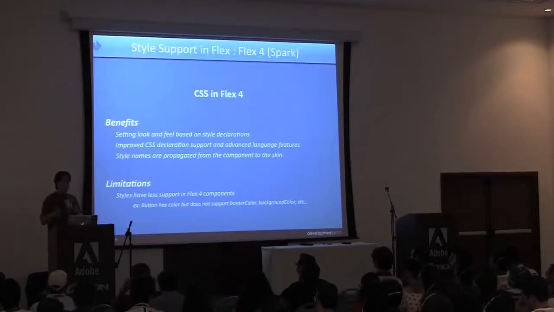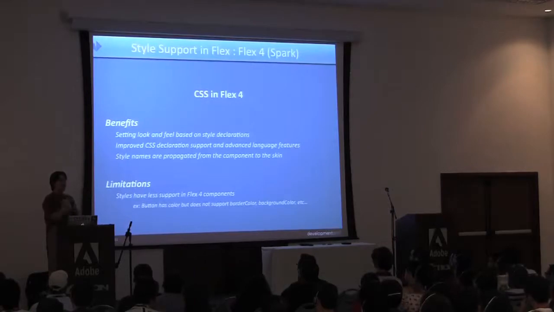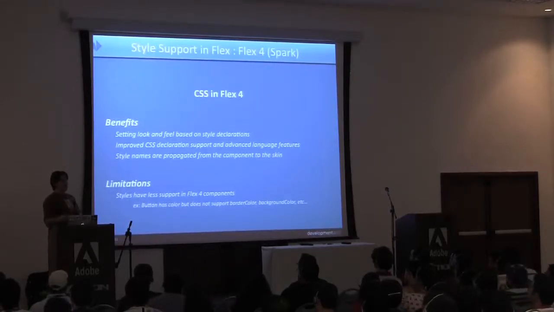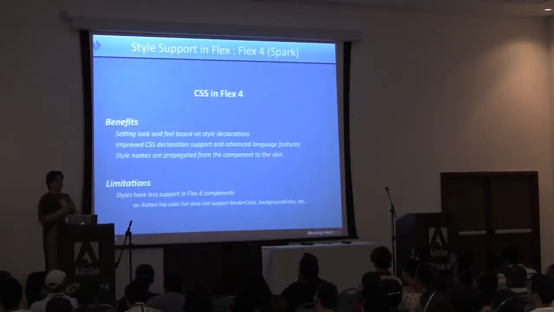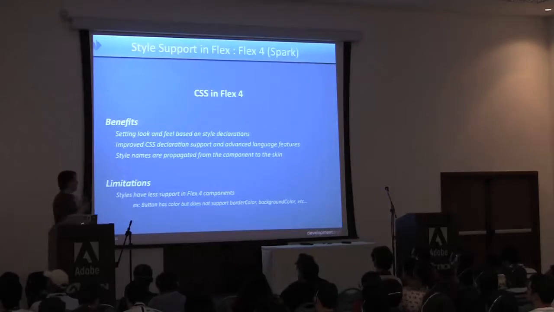But one of the core limitations with Flex 4 is that they're not done yet. Because they're rebuilding all the components from the ground up, that means they're rebuilding button, drop-down list, data grid, and they haven't fully finished all that yet. So in the current state of Flex 4, a lot of the component CSS styles we're used to in Flex 3 don't exist in the new Spark components. I can't, by default, change the border color or the background color. That makes it much tougher to use CSS. Now they're working on it and making it much better, but it's not there quite yet.